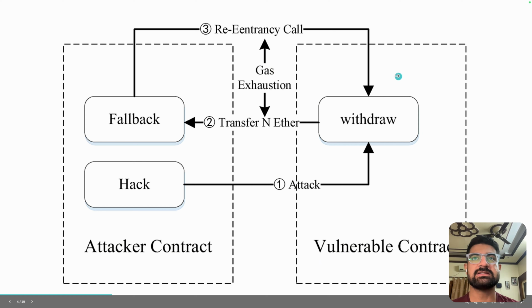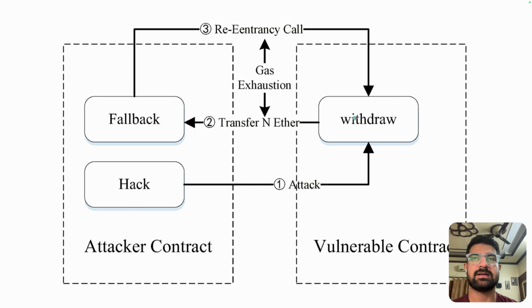So the funds are stored in the vulnerable contract and there is a withdraw function that the attacker is going to call. The attacker contract has a hack function that calls the withdraw function to withdraw the funds. So basically what is happening is, when the withdraw function is called and the funds are transferred to the attacker, then the balance is updated. But as you can see, there is no receive function in the attacker contract.